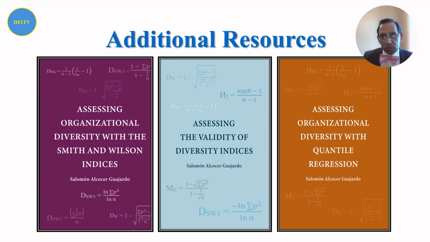The third resource that you can purchase through Amazon or through the publisher is Assessing Organizational Diversity with Quantile Regression. And again, quantile regression is applied to the Wilcox index at 4 different levels: at the 25th percentile, the 50th percentile, the 75th percentile, and the 90th percentile. That is to see how the index functions based on different statistical analyses. So these are 3 additional resources that you can purchase and use as a reference to obtain a more thorough understanding of the Wilcox index.